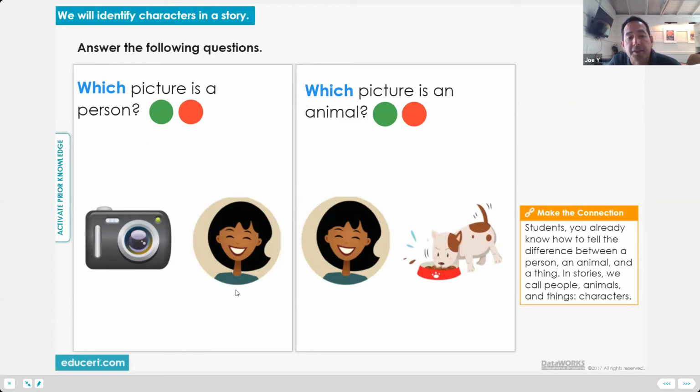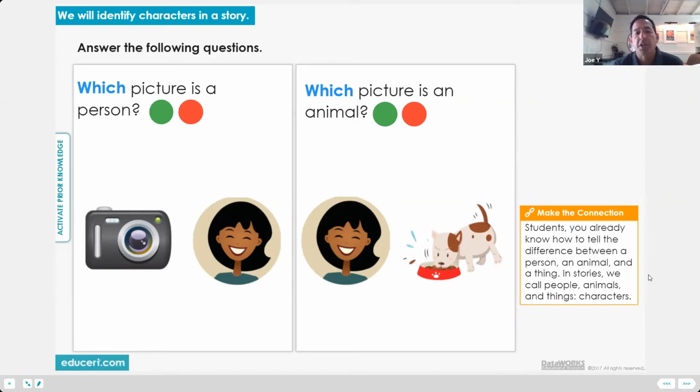Which picture is a person? Can you look over here? Is this picture a person? Everyone show me at home. Everyone thumbs up or thumbs down? Yes. And you'd look at your students and then you'd call, and you can even get them to justify.